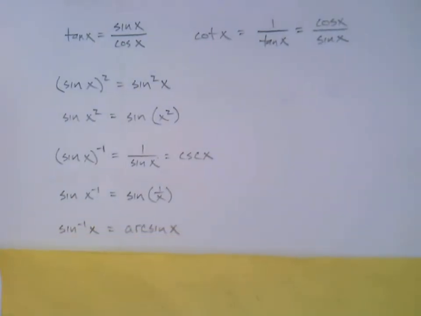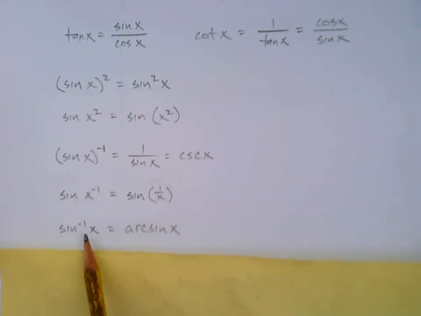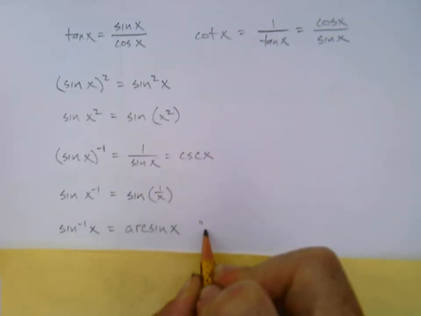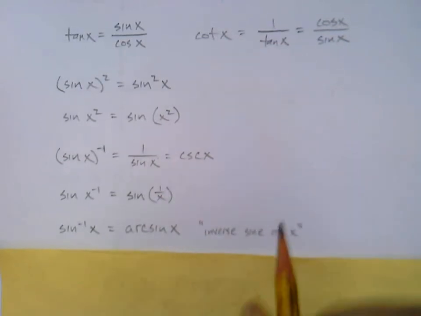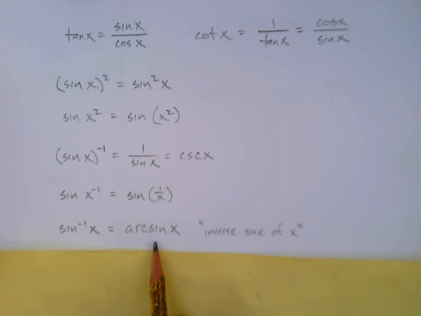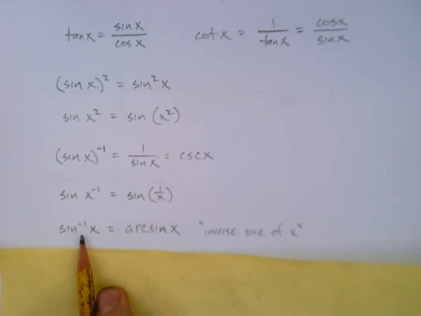What if we did this? The sine with the negative 1 here, x. You would think that should mean the same thing as this, right? I mean, if these are the same, then shouldn't these be this? But they're not. This means the inverse sine of x, or sometimes you call it the arc sine of x. You don't hear that quite as often anymore. You more see this notation and people calling it the inverse sine of x, but yeah, that's the arc sine, right?